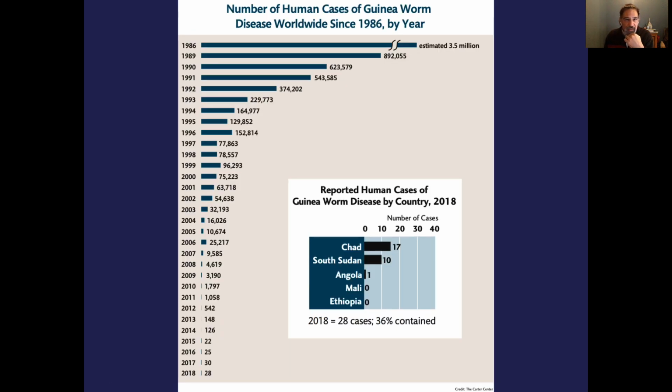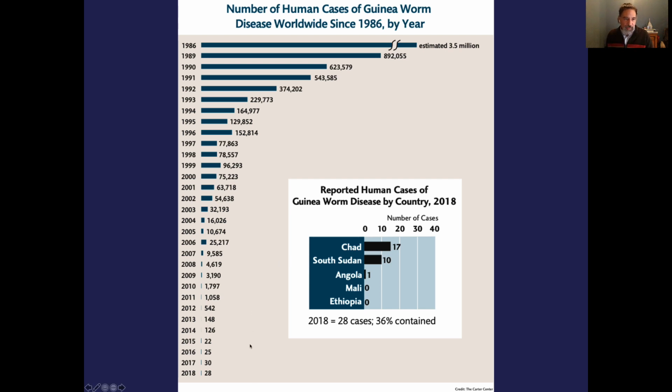Here's a snapshot of what has been happening globally. Again, we talked about 3.5 million cases in 1986. And in 2018, there were about 28 cases occurring worldwide. And these are the countries in which they were occurring. So, major progress in eradicating Guinea worm disease around the world.